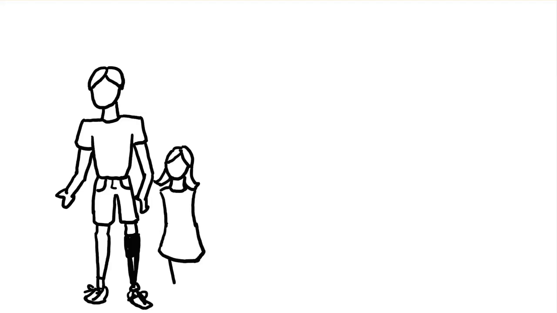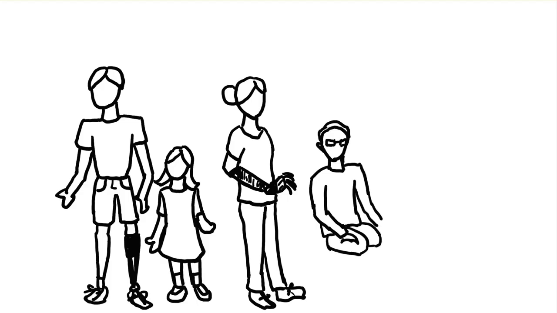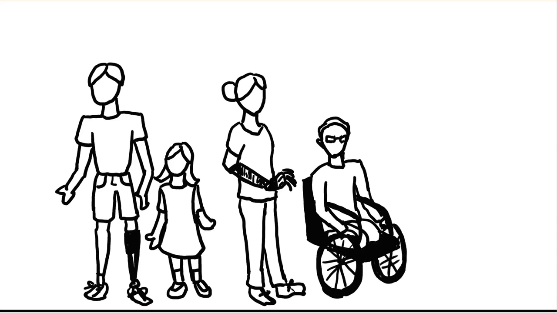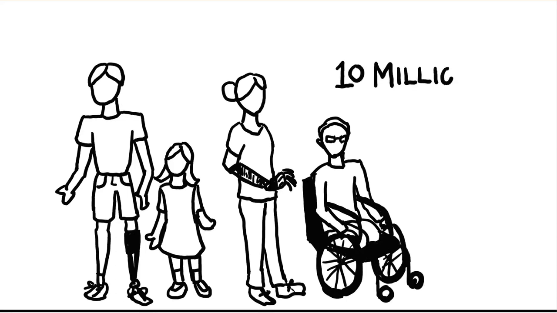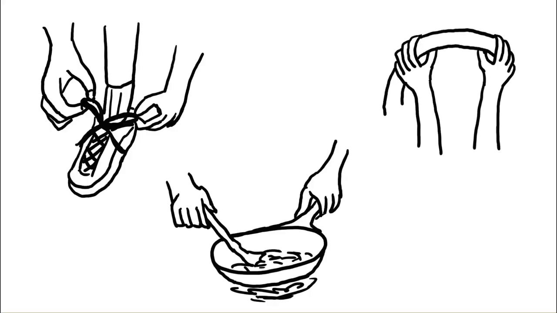The loss of a limb is a traumatic event that impacts an individual's level of autonomy and causes negative psychological effects like depression and lowered self-confidence. There are over 10 million amputees in the world, many of whom will experience physical challenges in everyday tasks like tying shoelaces, cooking food, and driving cars.